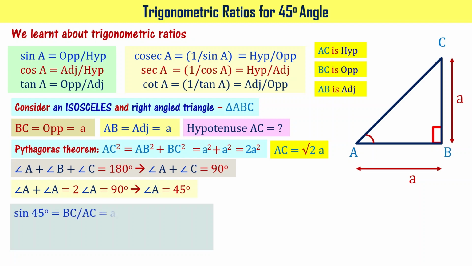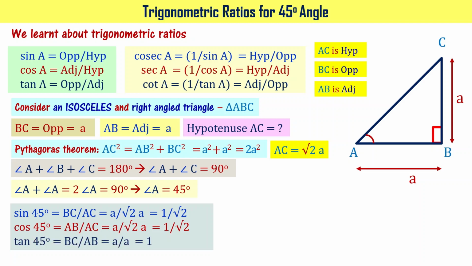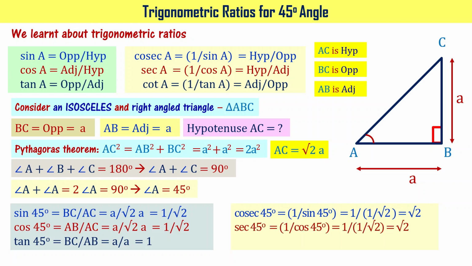Now let's write trigonometric ratios for 45 degrees. That is sine 45 degrees equal to BC by AC. That is equal to A by root 2 times A. That is equal to 1 by root 2, right? And cos 45 degrees is also equal to 1 by root 2. Tan 45 degrees is sine 45 by cos 45. That is equal to 1. And cosec 45 is 1 by sine 45. That is equal to root 2. And sec 45 is 1 by cos 45, that is equal to root 2. Cot 45 is 1 by tan 45, that is equal to 1. Please take a note of these values.